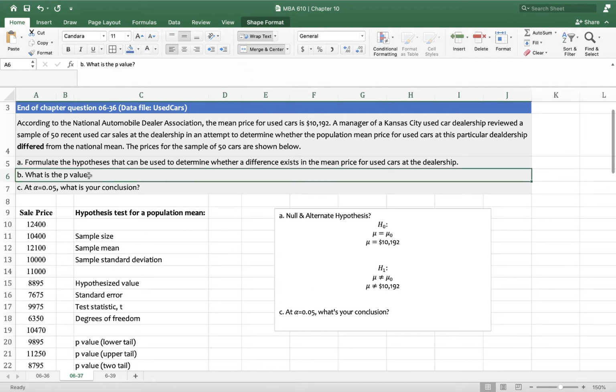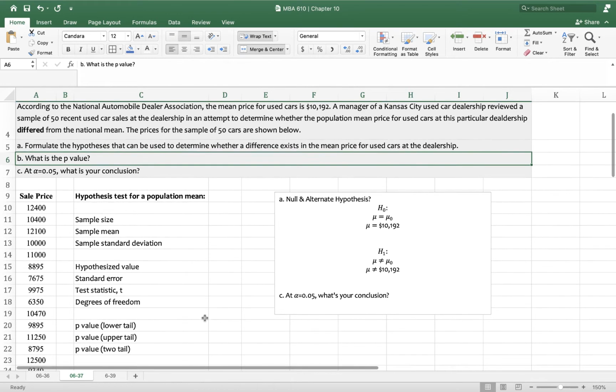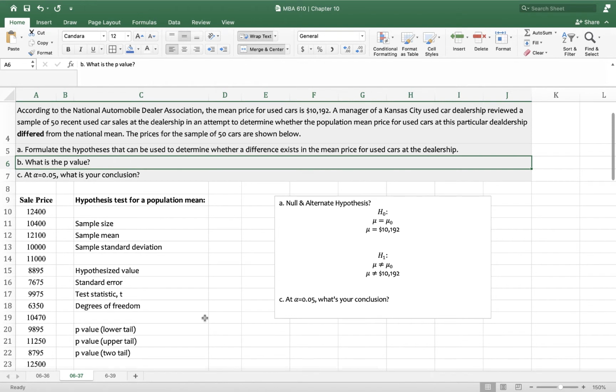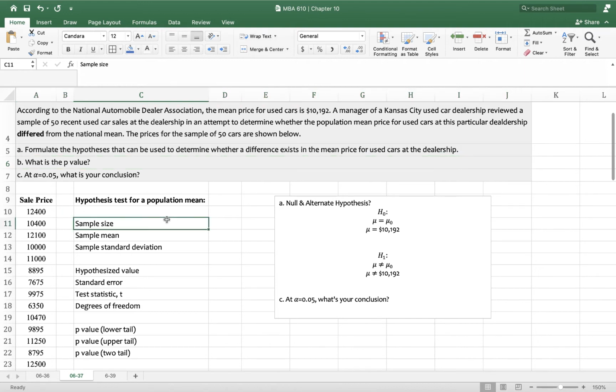But part B says, what's the p-value? So here I've got us set up in a way that I like to use, and it's the same method that the book uses. It outlines the pieces of information that you're going to need in the order that you're going to need them.